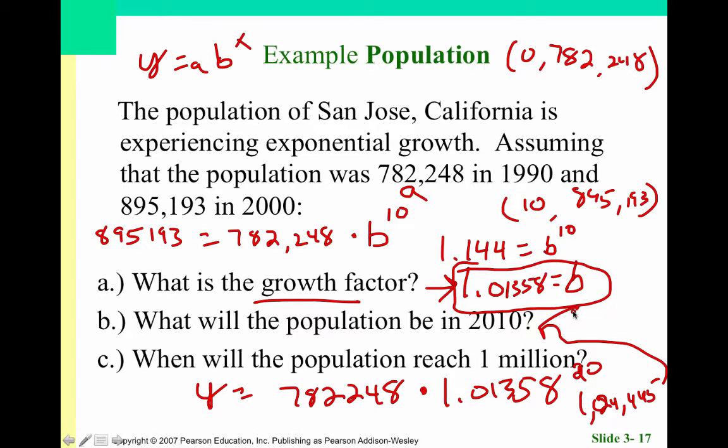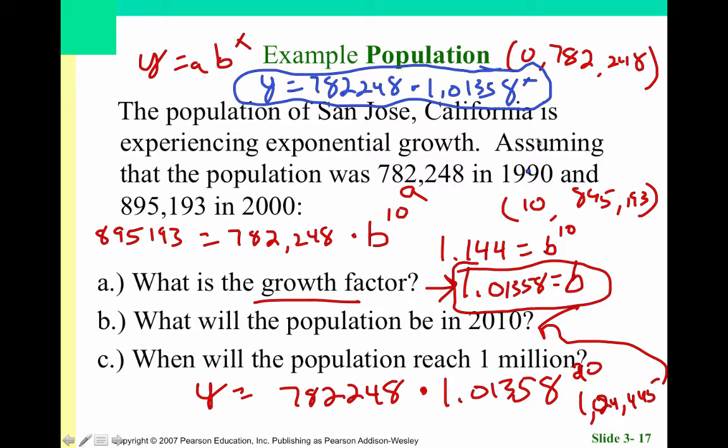When does it reach 1 million? There are a few different ways you can do this. You can do it on your calculator. We haven't done logs yet, so we're pretending we haven't done logs yet. You can put in y equals 782,248 times 1.01358 to the x. Take a look at the table, and you can see when it crosses over into 1 million. I think it's sometime in year 18, if I remember correctly, 18 or 19.